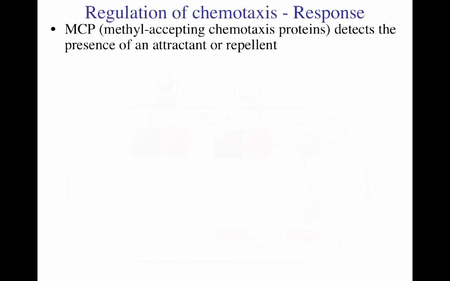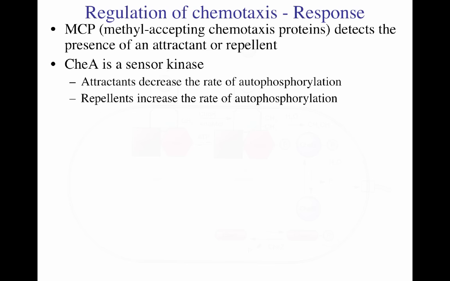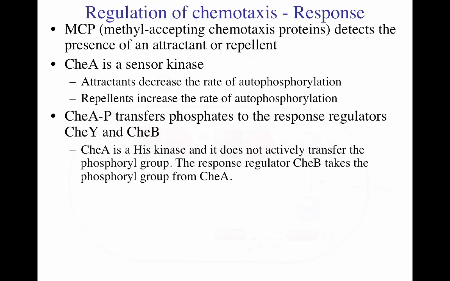So how does this work? Let's check out the response. The methyl-accepting chemotaxis proteins are going to detect the presence of an attractant or a repellent. Now, CheA is the sensor kinase. The attractants are going to decrease the rate of autophosphorylation of CheA, versus repellents are going to increase the rate of autophosphorylation of CheA. The autophosphorylated CheA is going to then transfer its phosphates to the response regulators CheY or CheB.